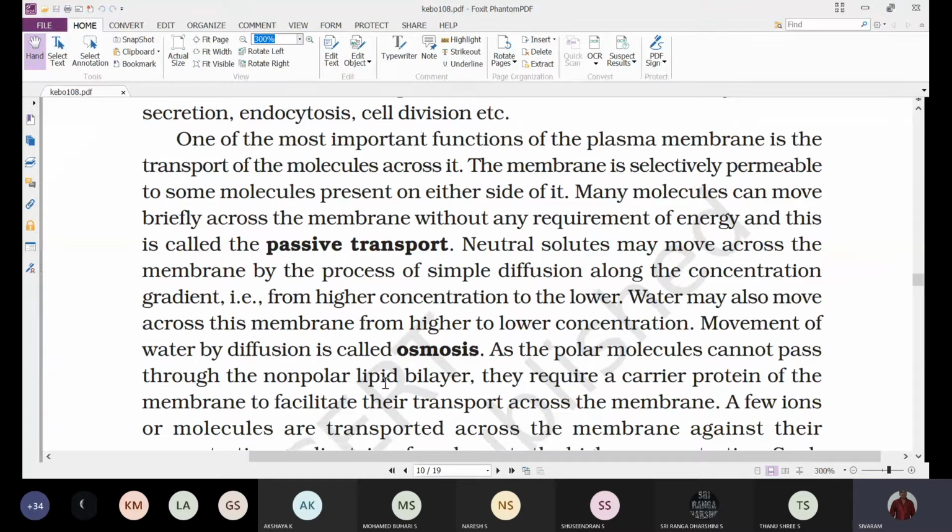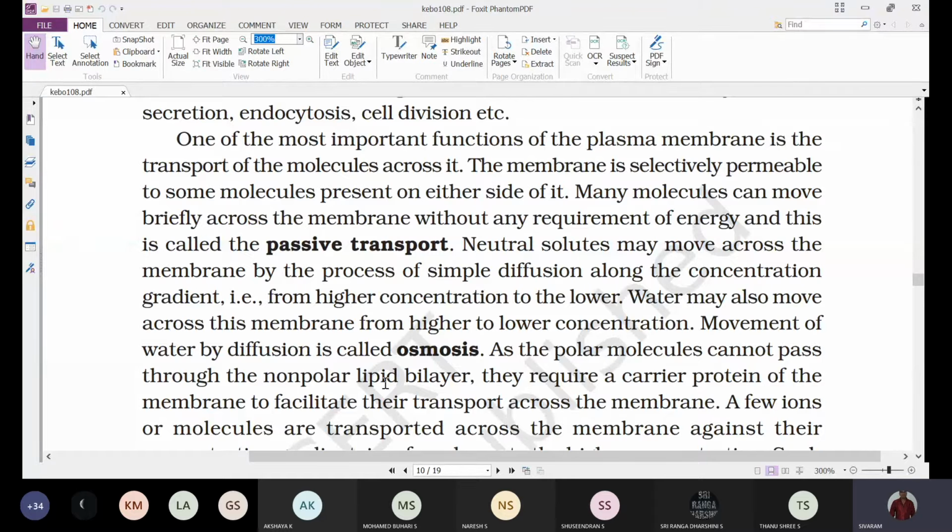That's why all molecules are not coming out from the cell. All the molecules that are present in the environment will not enter into the cell in which that cell is present. So only certain molecules enter into the cell.